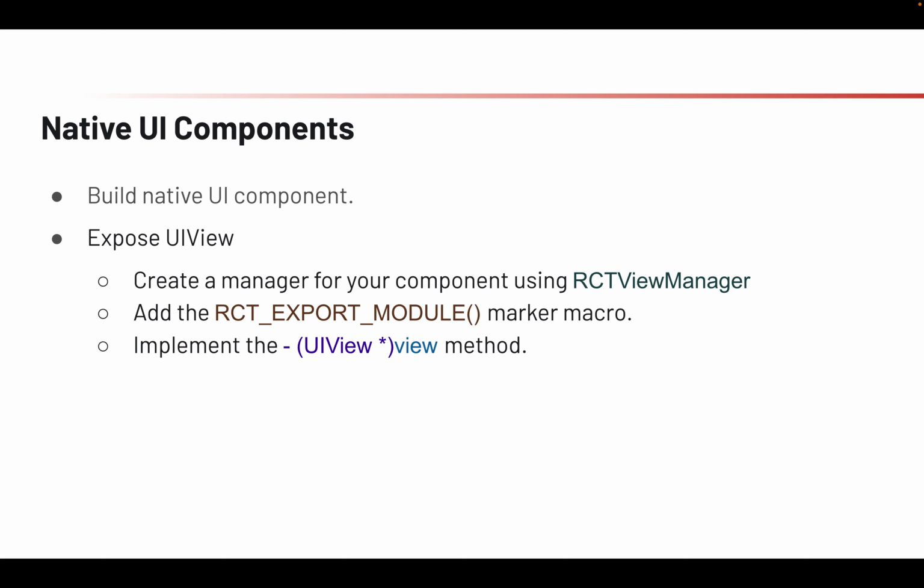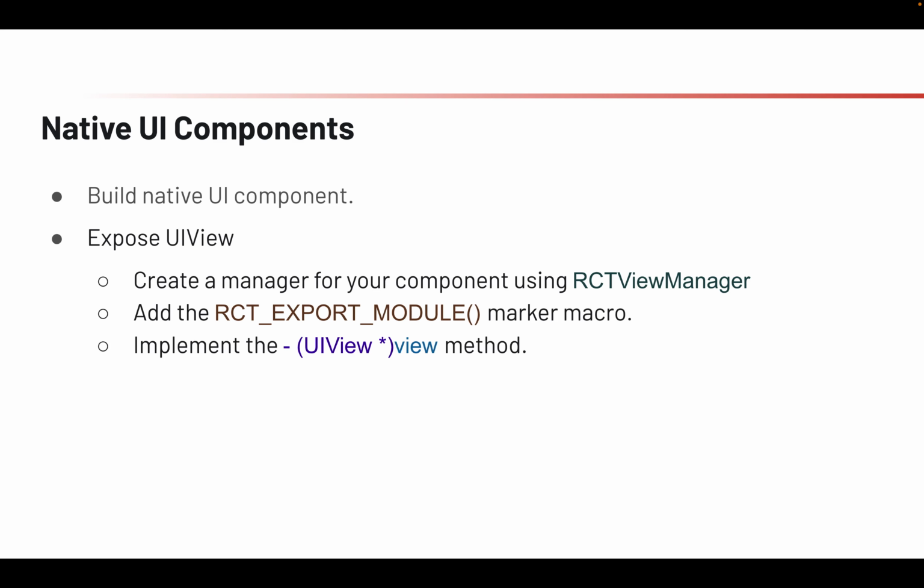Then let's move to the native UI components. The use of native UI components is to build a native UI component and use it in the React Native application. To do that we need to expose the UI view component. In this particular session I am focusing on the iOS application, which means I am creating the iOS view component, that is the native UI component, and I'm using that component in the React Native application.